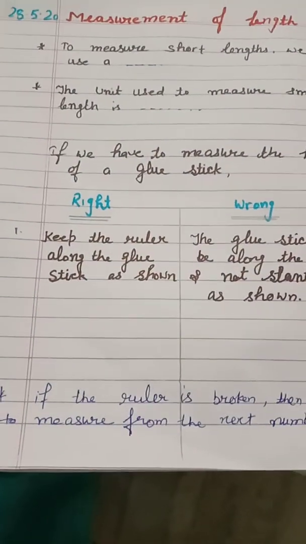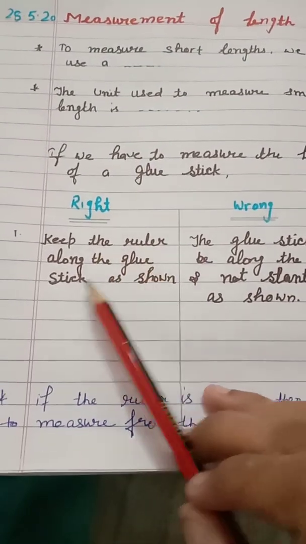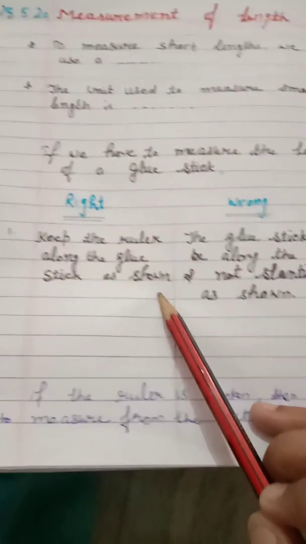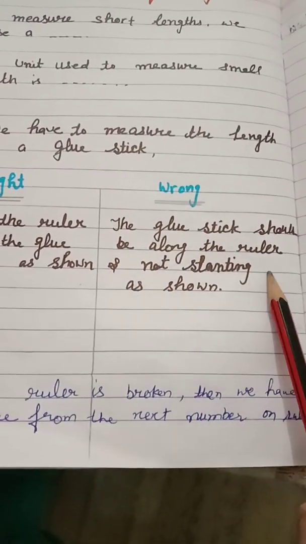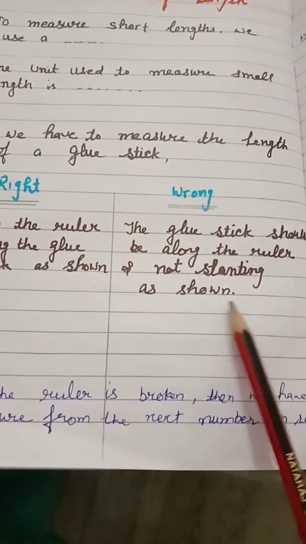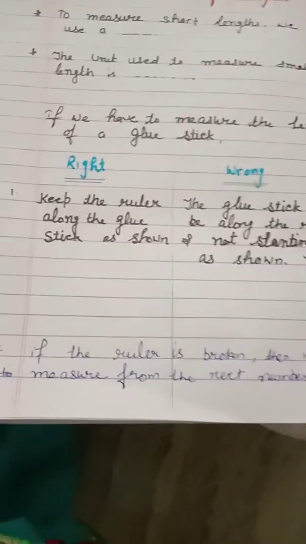So now we are reading here. Keep the ruler along the glue stick as shown. The glue stick should be along the ruler and not slanting as shown. We have already seen both methods.